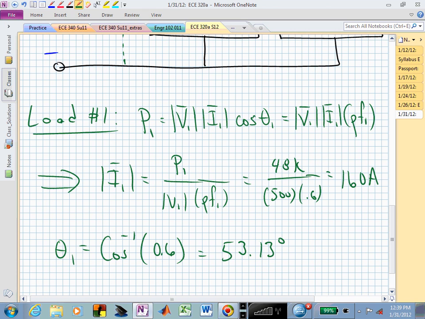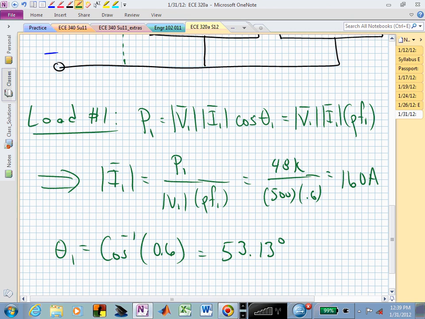If the voltage phasor was at 63, where's the current phasor? Behind it. And it's behind it in an amount such that 63 minus that angle is equal to 53. Right? The difference in phase between the voltage phasor and the current phasor is 53 degrees.